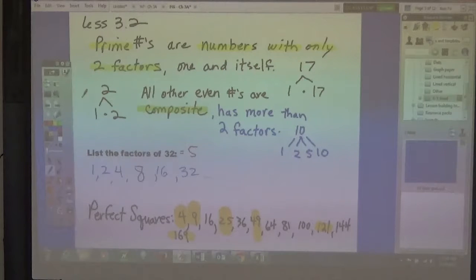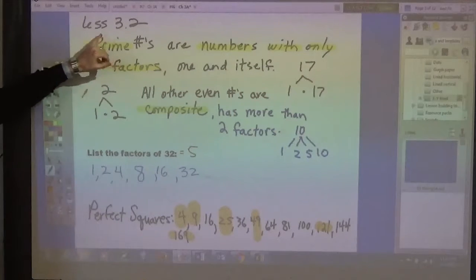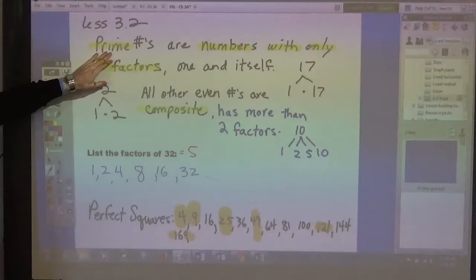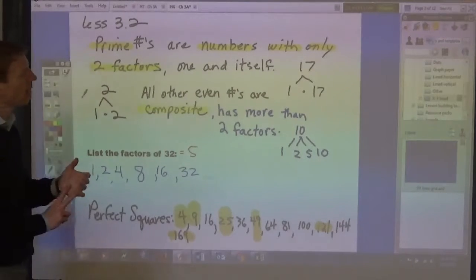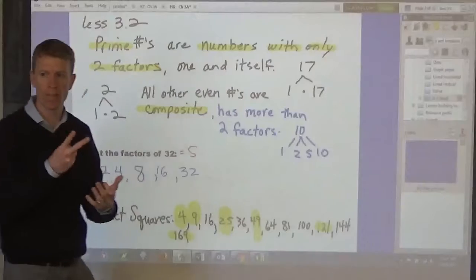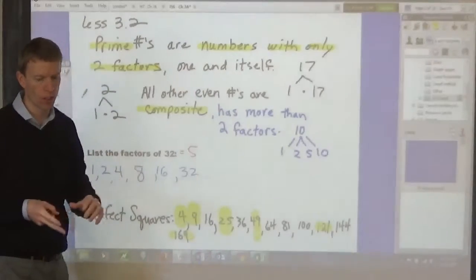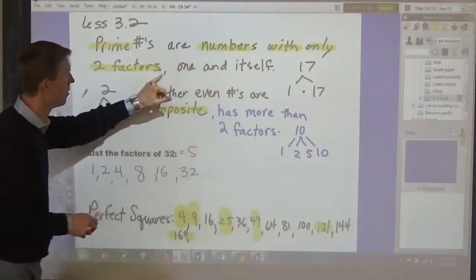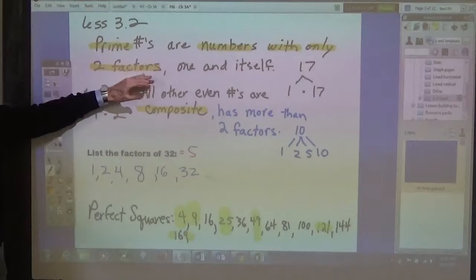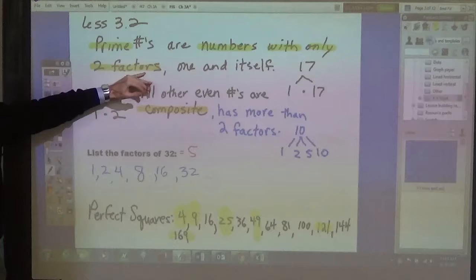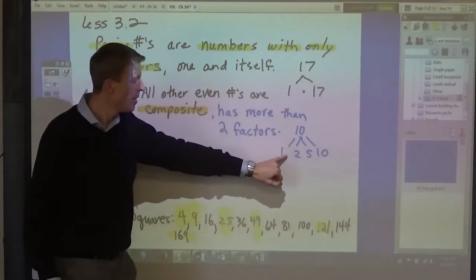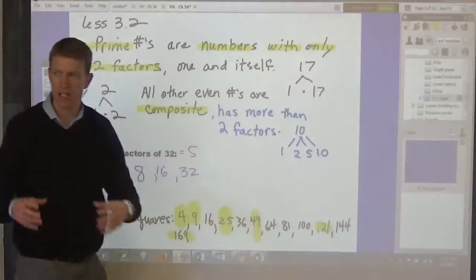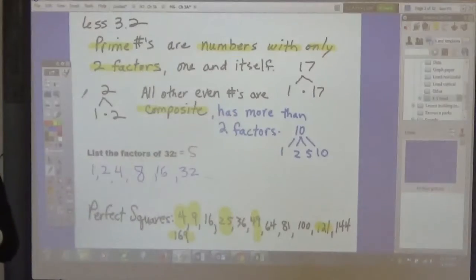In lesson 3.2, sixth graders, prime numbers and composite numbers are given to you. Okay? So a prime number is a number that has exactly and only two factors. Let's talk about those two words first of all, especially the word factor, because that's a word that you're going to be dealing with a lot as you go through algebra class. A factor is a number that is kind of like the ingredients of a larger number.